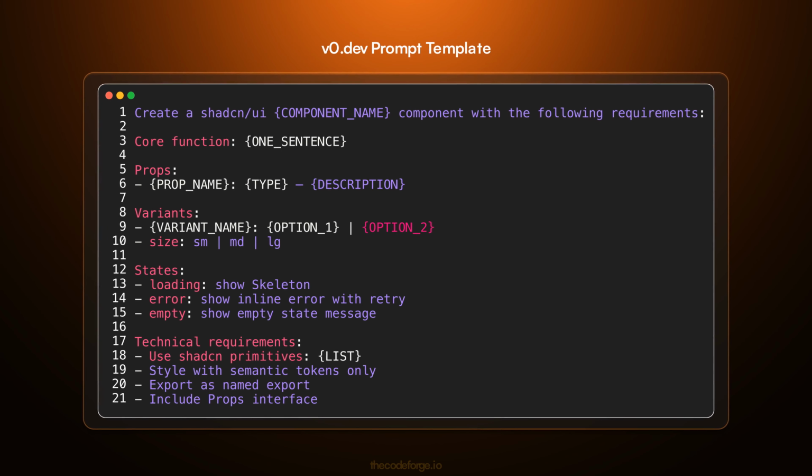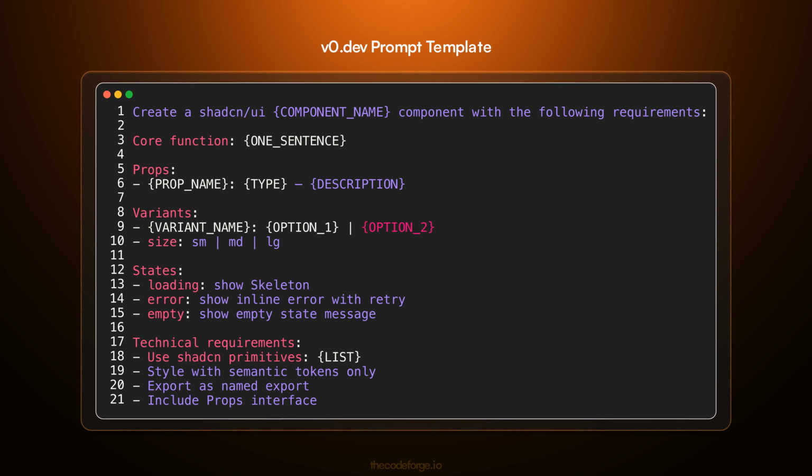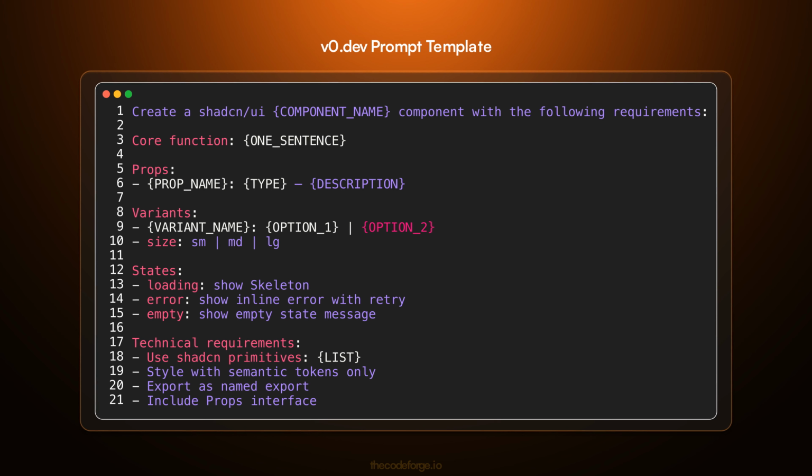This is the prompt template we use for V0.dev. It forces you to specify every detail up front, reducing post-generation rework by up to 60%.